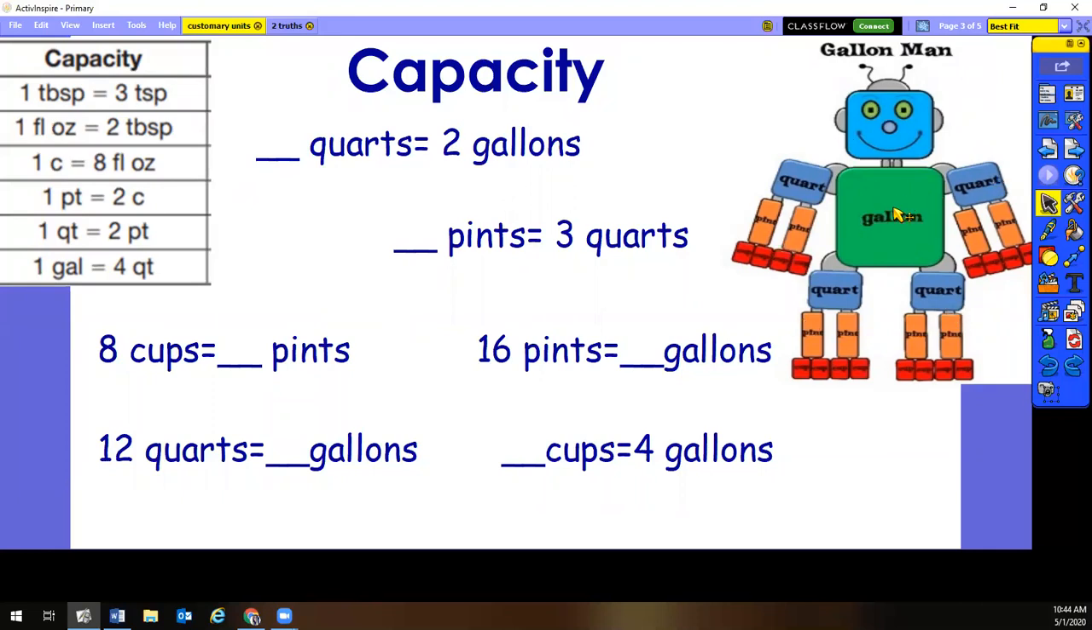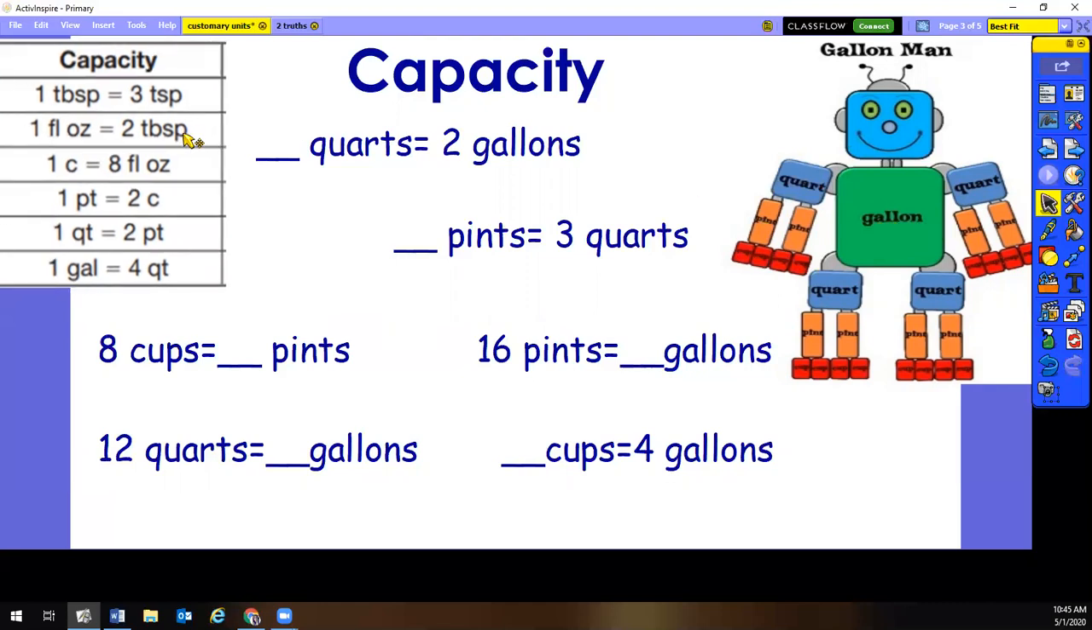In every gallon, there are 4 quarts, because that's like his upper arms and his upper legs. And in every gallon, there are 1, 2, 3, 4, 5, 6, 7, 8 pints, because there are 2 pints in 1 quart. And in every gallon, there are 4, 8, 12, 16 cups, because there are 2 cups for every pint, or 4 cups for every quart, if that makes sense. So just think about Gallon Man as we're doing these exercises to convert these measurements.